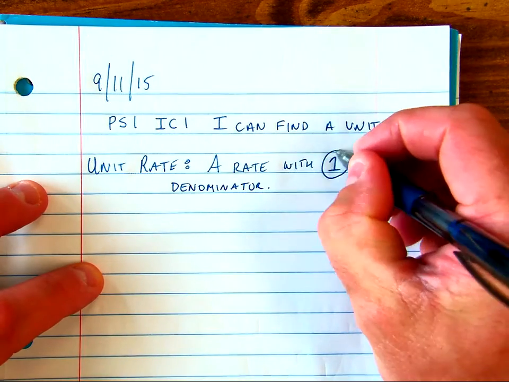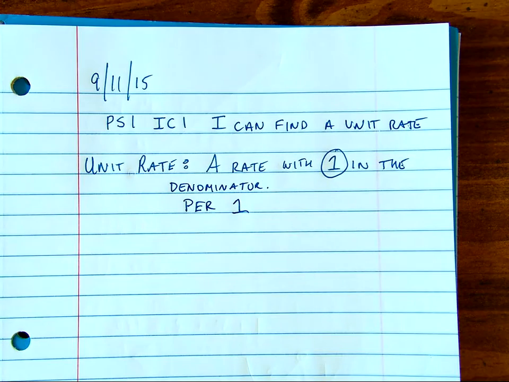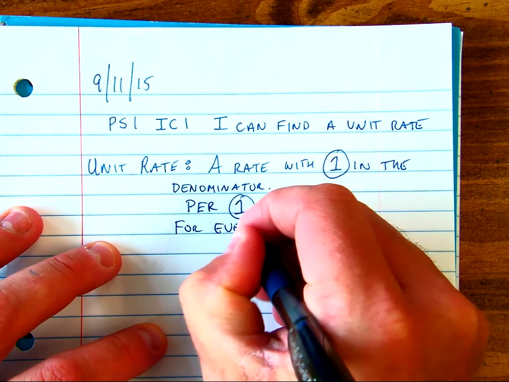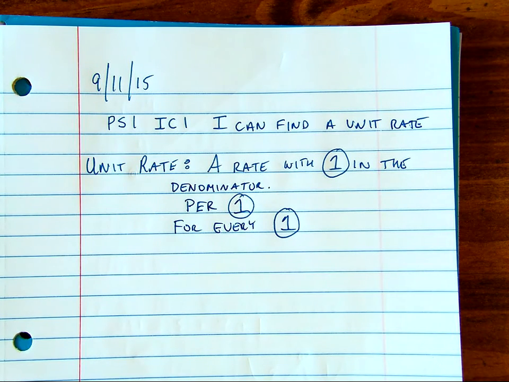Another way to look at a rate is if it says per one mouse. Okay, 6 slices of cheese per 1 mouse. That's a unit rate. For every one. $1.06 for every 1 soft taco. That's a unit rate. As long as you have a 1, you have a unit rate.